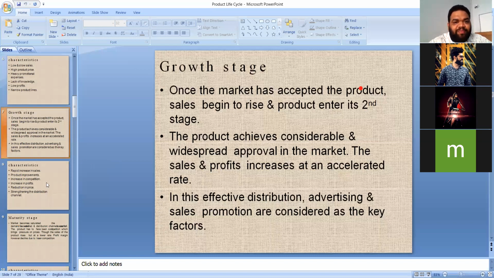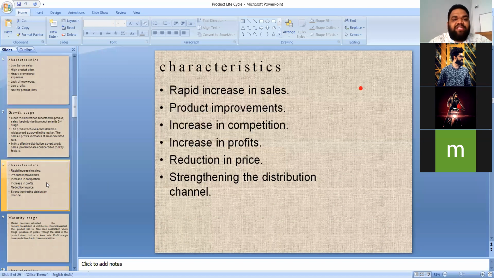Yes, the characteristics are rapid increase in sales, product improvements, increase in competition, increase in profits, and reduction in price. Why reduction in price? Just as we entered the market as the premium one, because the sales are less and we have to reach more customers.